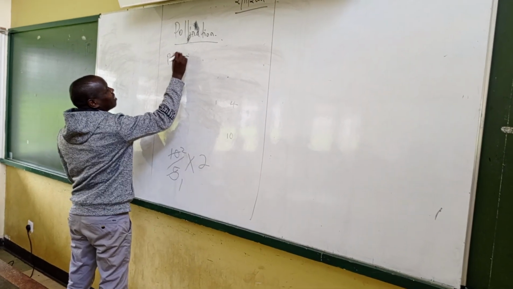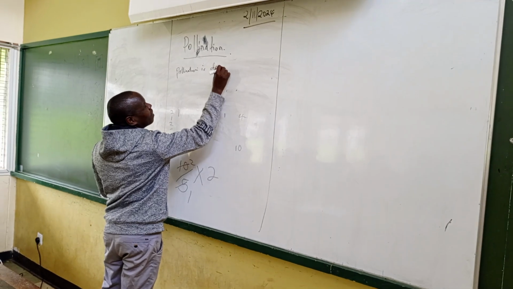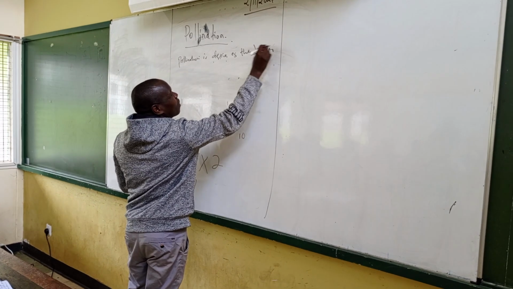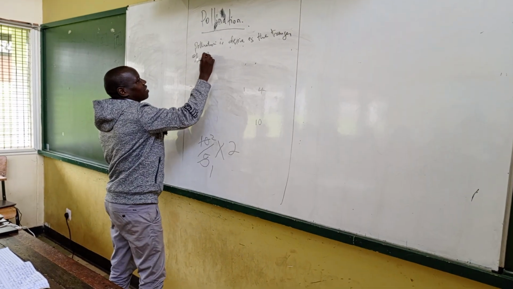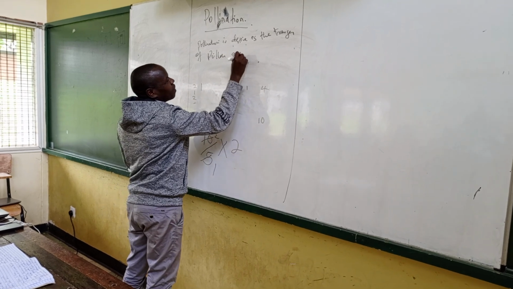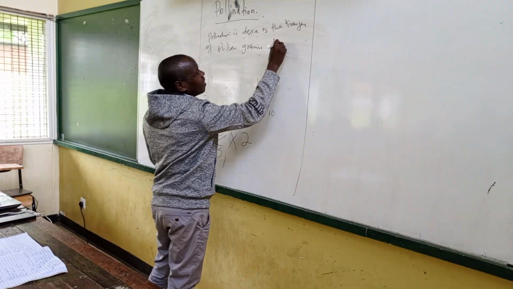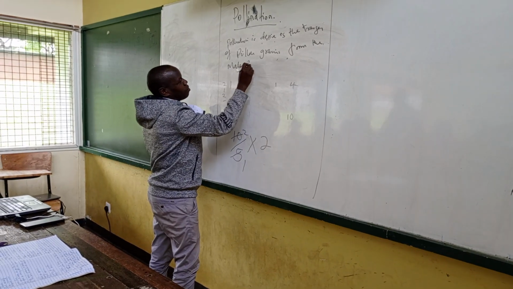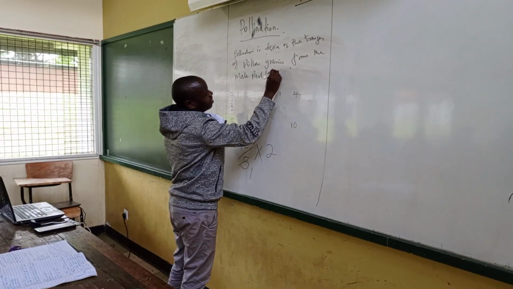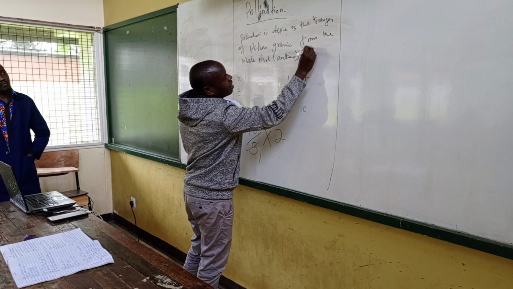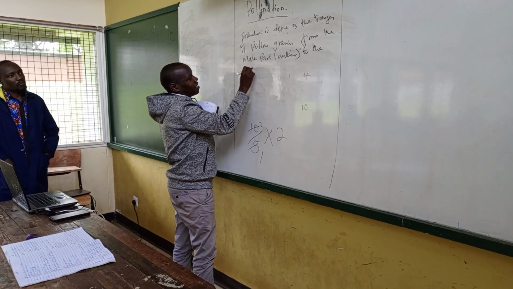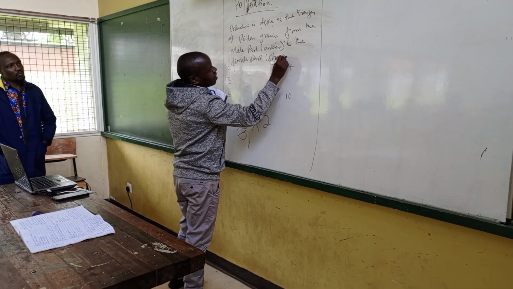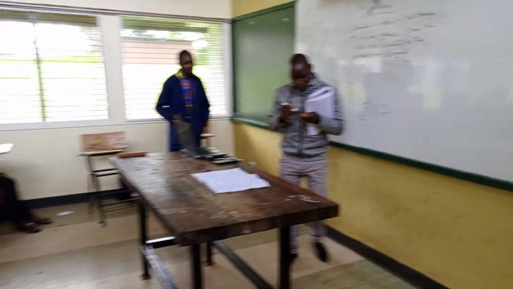Pollination is defined as the transfer of pollen grains from the male part that is called the anthers to the female part called the stigma. That is our finding. Okay, clap for Samuel.